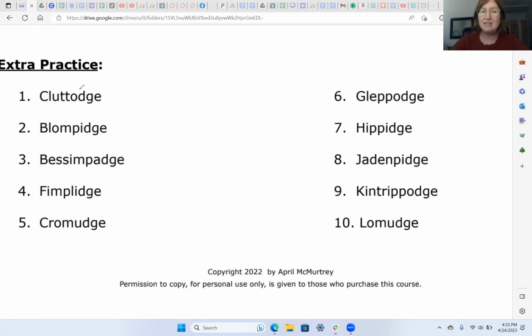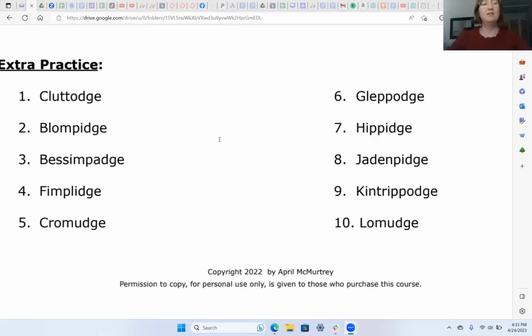And the D is relatively silent. For the most part, it's silent. You can hear it stop a little bit, but it is going to sound just like J. So number 1 is clottage.